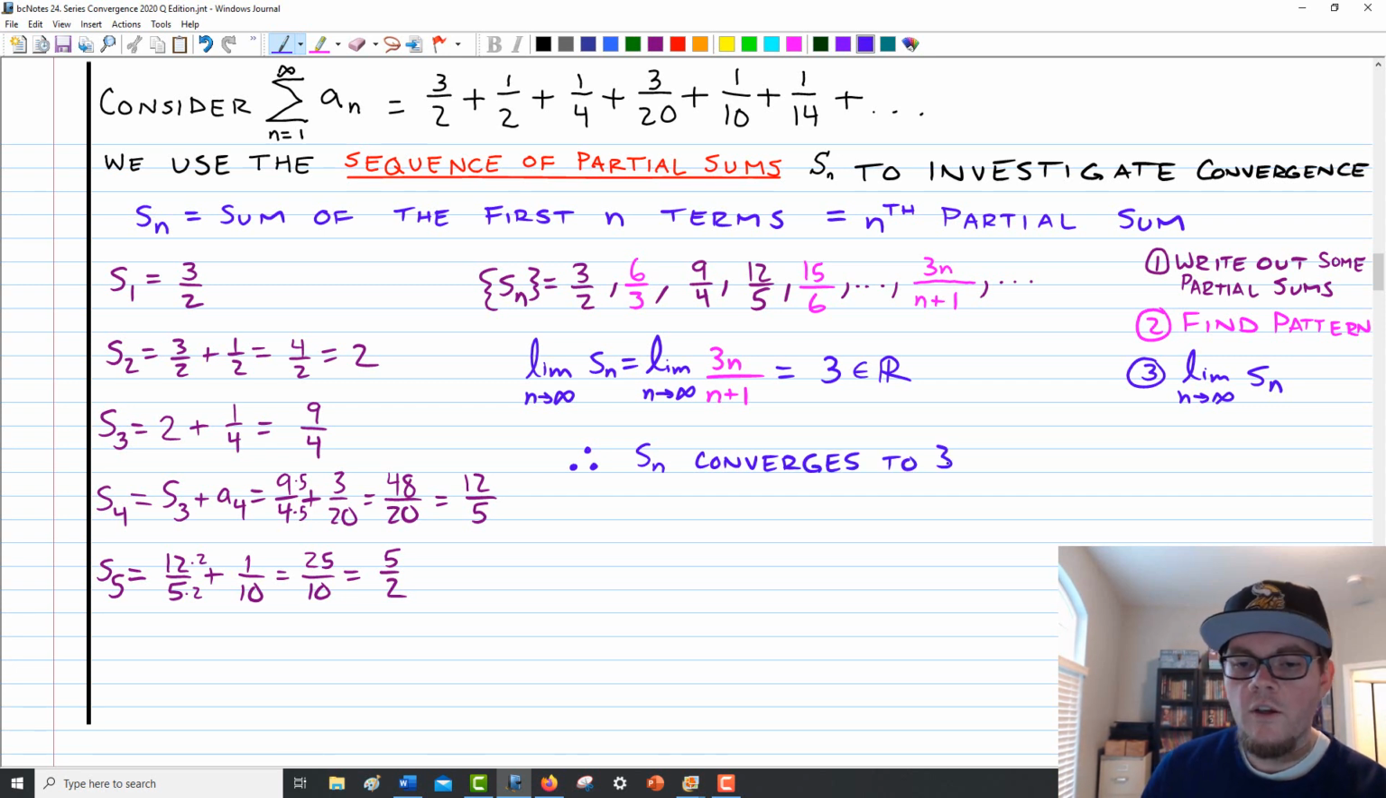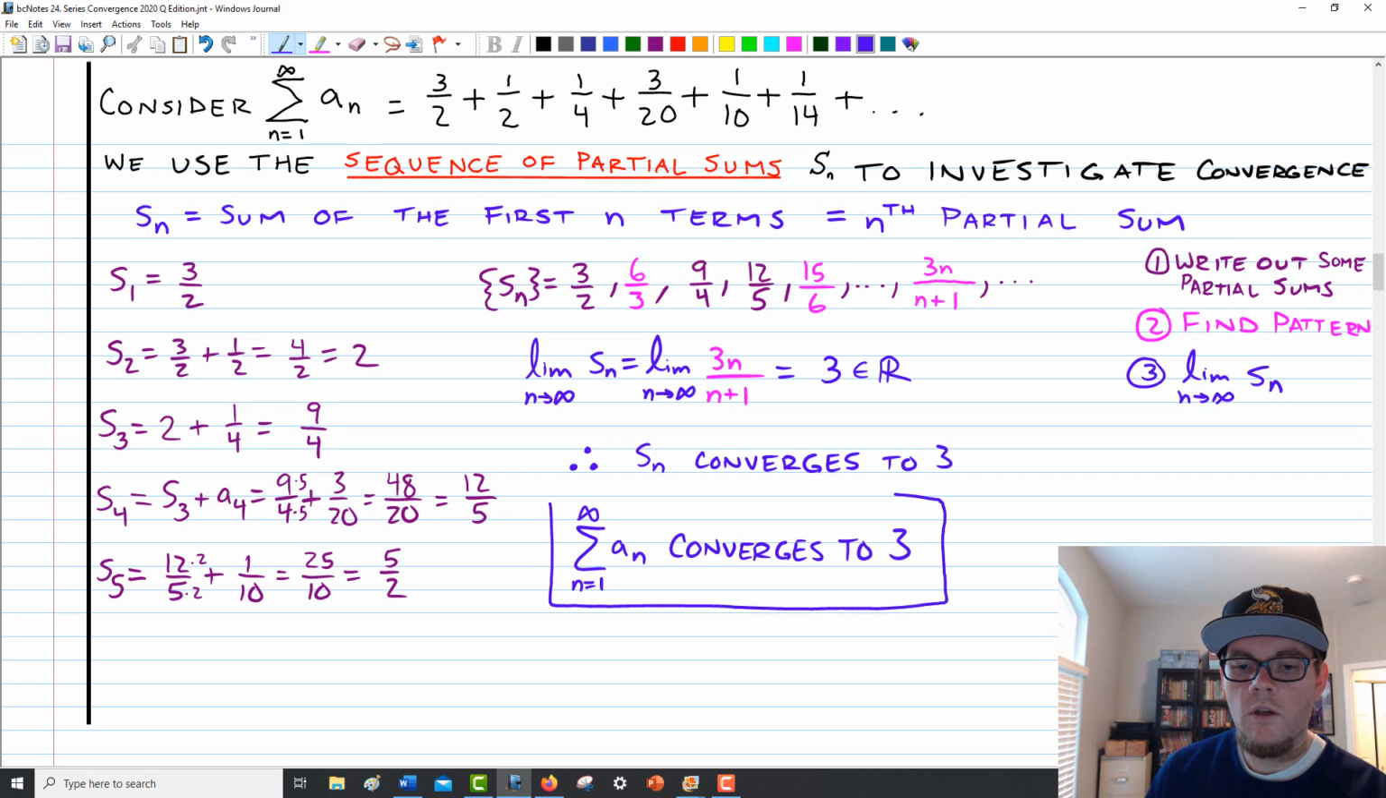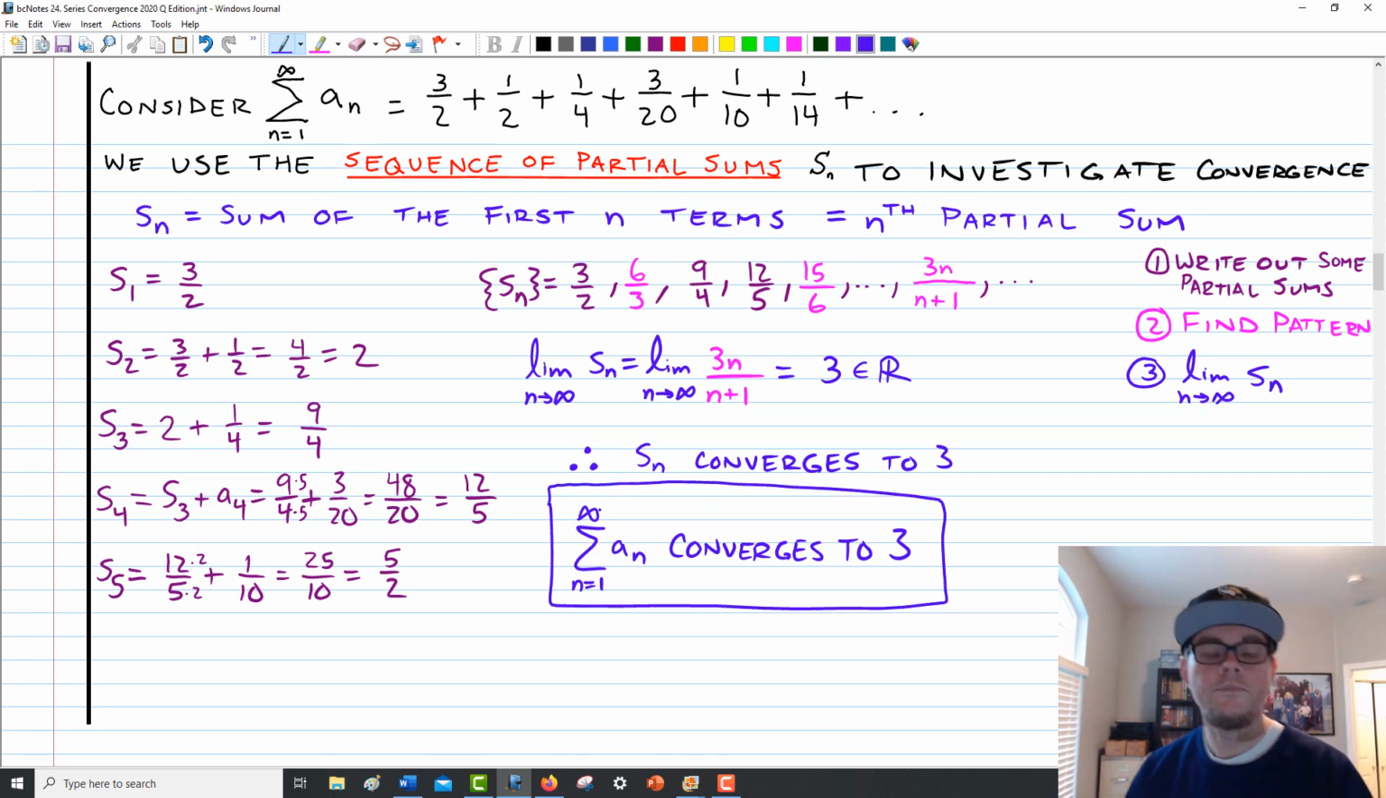And that's all well and good, but the idea is since that sequence just represents what we get when we keep adding more and more terms to the series, that's equivalent to us saying that this particular series, the sum from n equals 1 to infinity of a sub n, is going to converge to 3 as well. And that was the conclusion we were looking for. We now have some information to see if this is actually working.